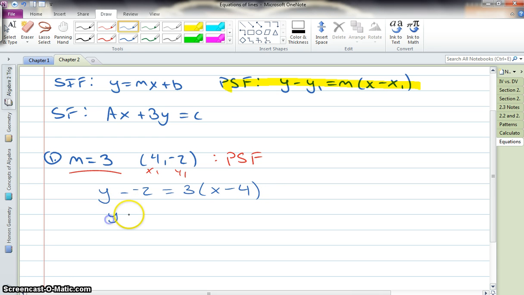And make sure you simplify. Minus and negative is the same as plus. And bam, there we are. Alright, and we stop right there. If I say point slope form, we stop.